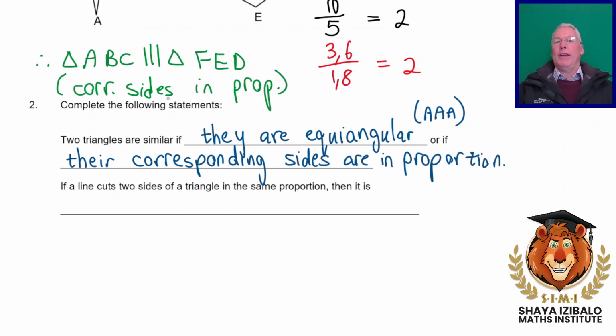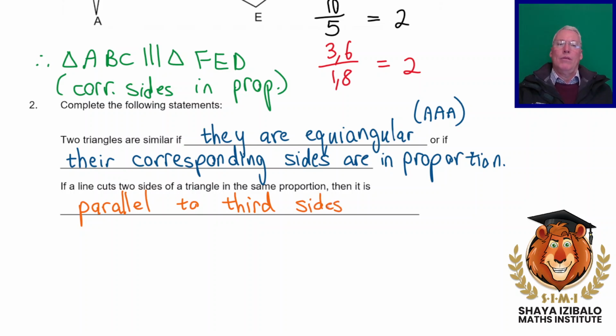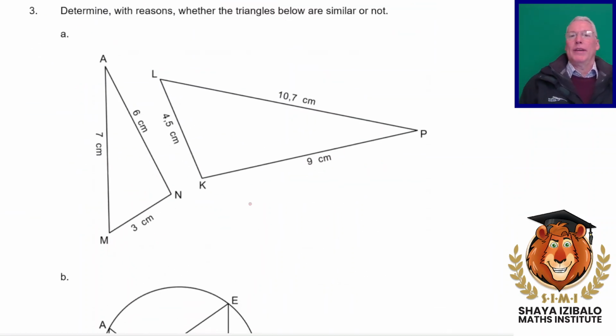Yeah, and this kind of shorthand for that we write up here in green. If a line cuts two sides of a triangle in the same proportion, right, then it is parallel to the third side. And that is in fact the converse of the proportional intercept theorem. Right, let's turn over and see what we've got next.